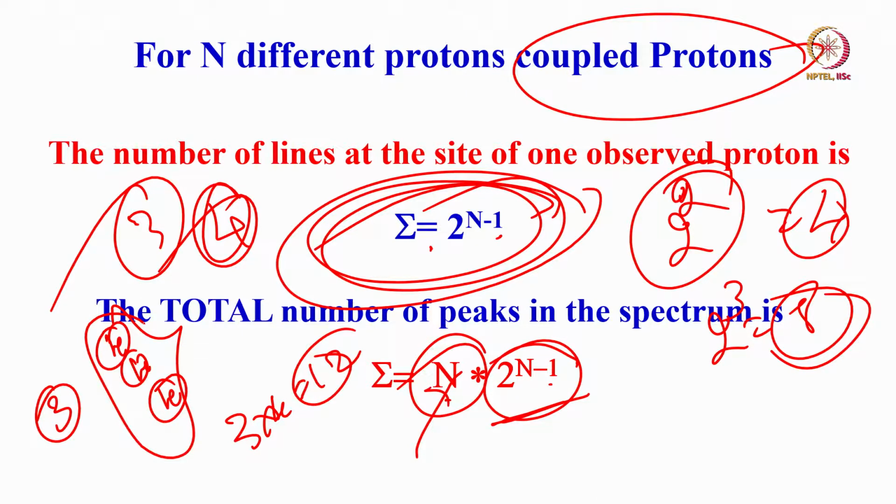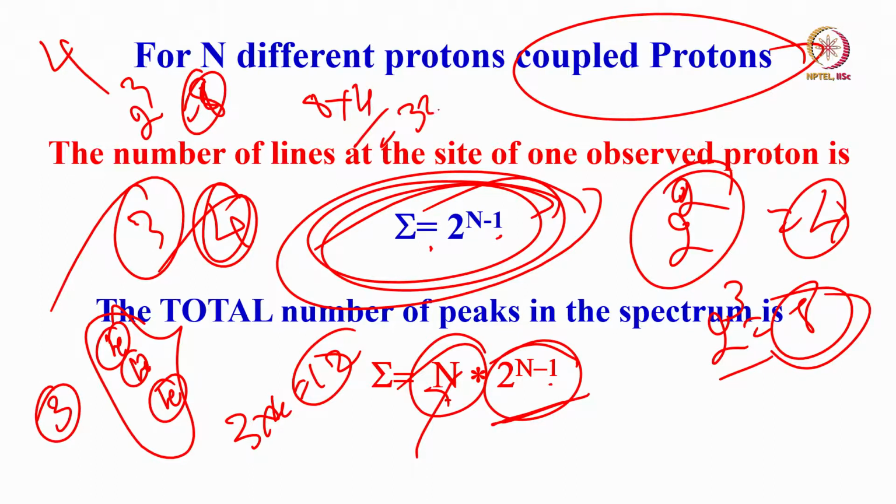You get 12 lines. If you go to 4 spins coupled to each other, you say 2 to the power of 3, 8 peaks you get for each of the protons. 8 into 4, you get 32 peaks. So, use this approach and calculate. This is how you identify the number of peaks you are going to get when chemically inequivalent protons are present and coupled among themselves.